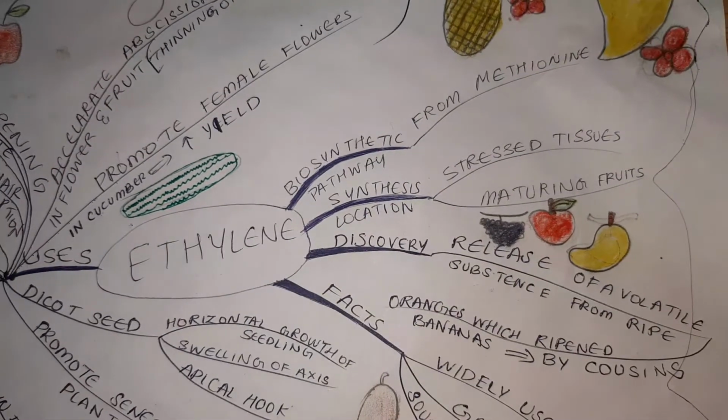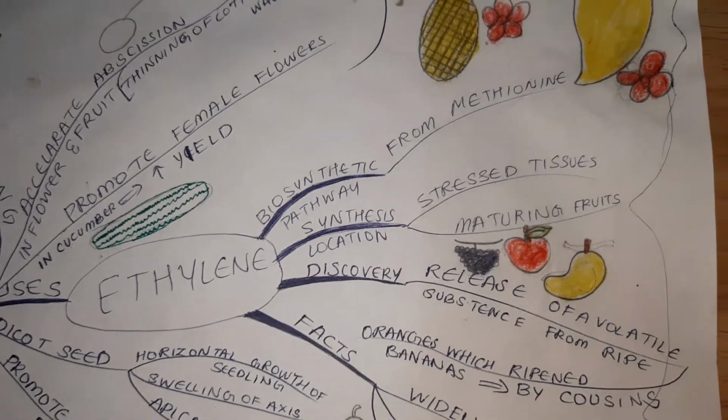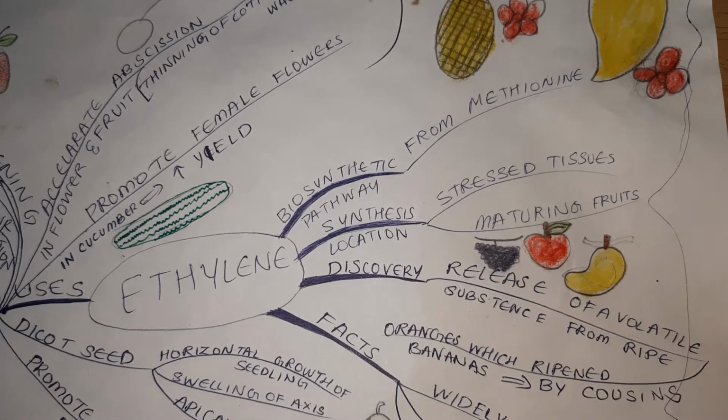The biosynthetic pathway means from where it is derived, from where it is obtained initially. It is obtained from methionine. This methionine is an amino acid, and this amino acid gives rise to ethylene hormone. The synthesis location: where can you find this hormone ethylene in a plant body? The stressed tissues, meaning the older parts, promote this hormone which is known as ethylene.